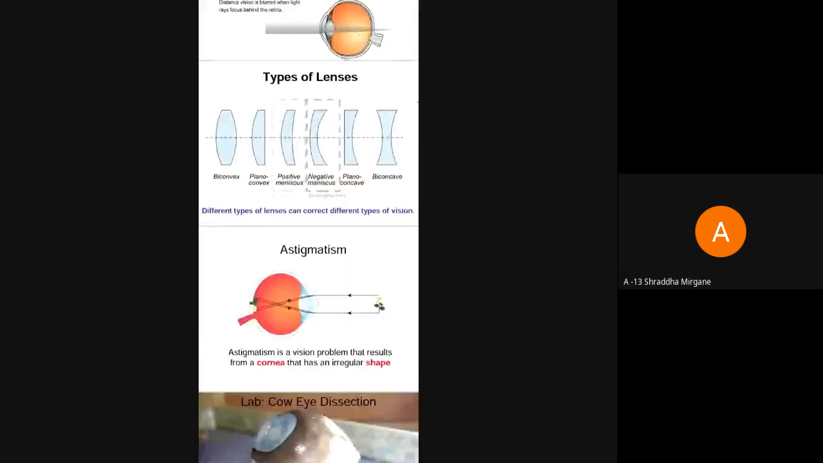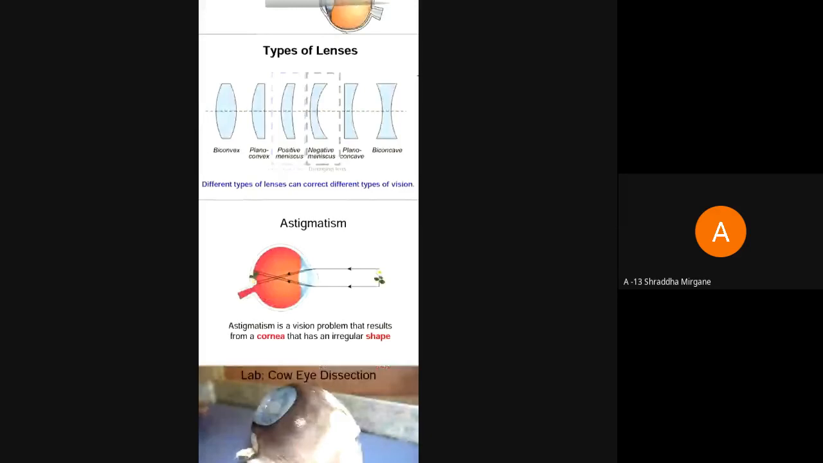Okay, so there is one more problem that is called astigmatism, right? Due to the irregular shape of our eye, this problem can occur. Due to this, we are not able to visualize the object or the image properly. So that is called the astigmatism problem of the human eye.